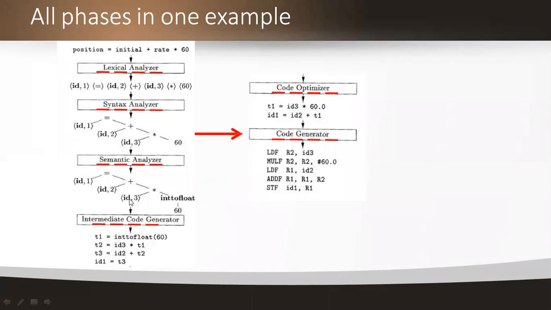Then this T3, again we are taking a T3. T3 means ID2 plus this ID3 into int to float, which is already stored in T2. So T3 is equal to ID2 plus T2. Now finally ID1 is giving the resultant of all this. So ID1 is equal to the last temporary variable that we used here, T3. So directly ID1 is equal to T3.